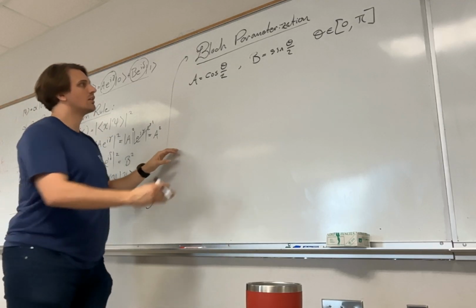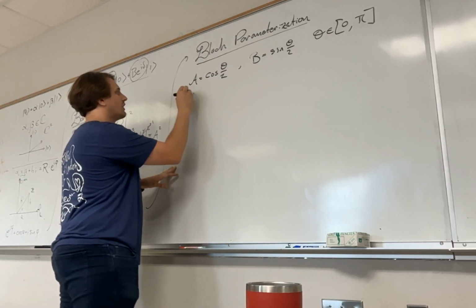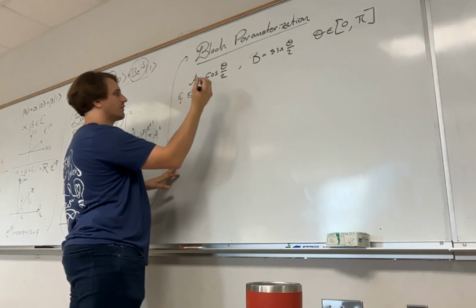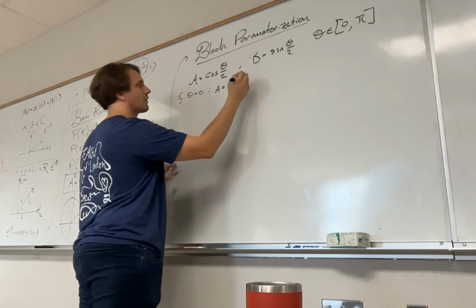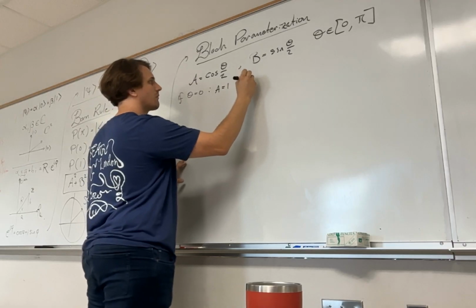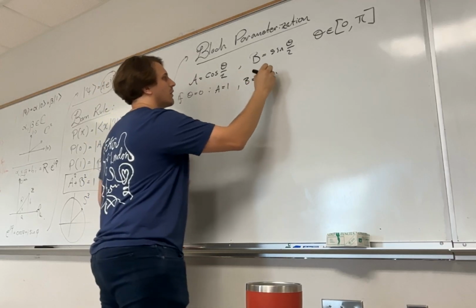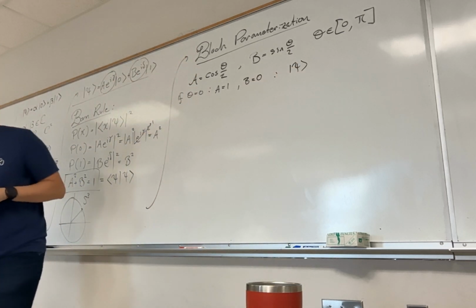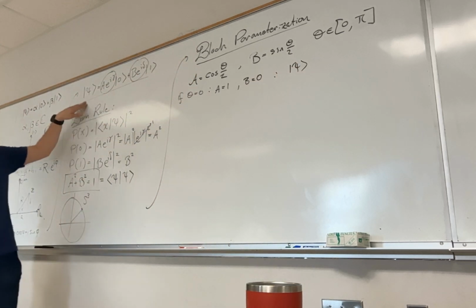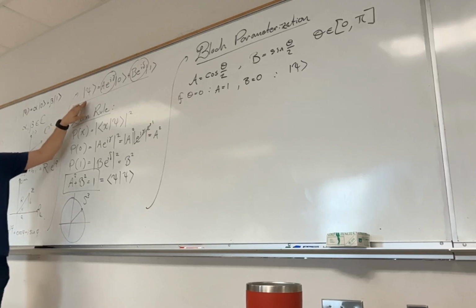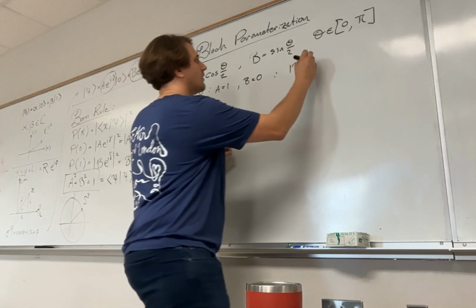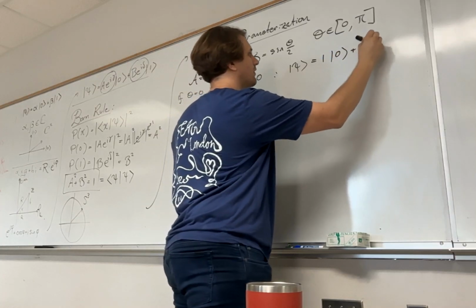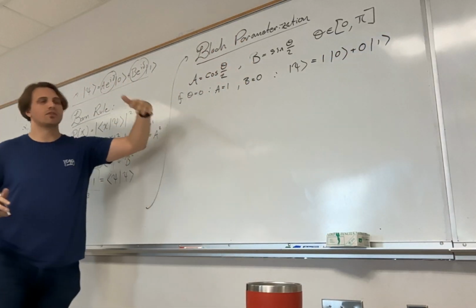And is that true? Let's just check. If theta equals 0, what do I have? Cosine of 0 is 1, and sine of 0 is 0. So therefore, this would correspond to what state vector? Yes, the 0 state. So it would basically be 1 times this state, plus 0 times the 1 state. So this is the pure state vector, which is all 0.